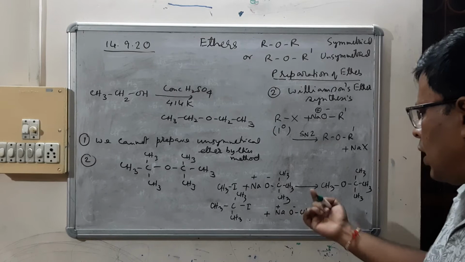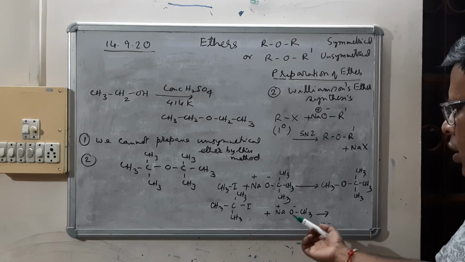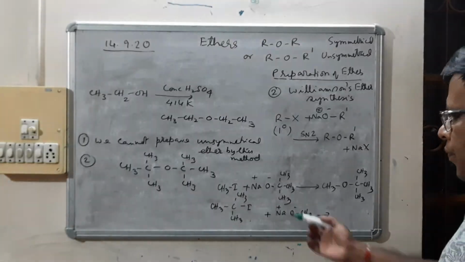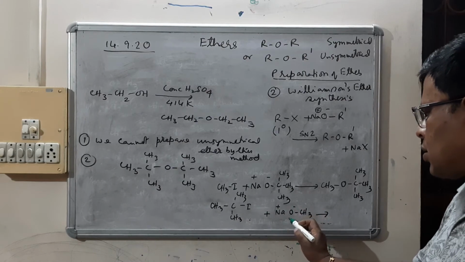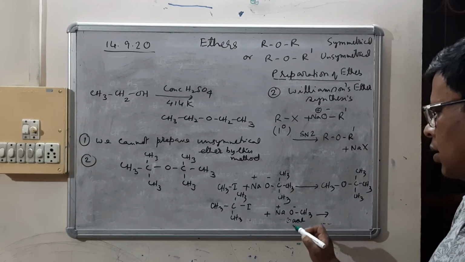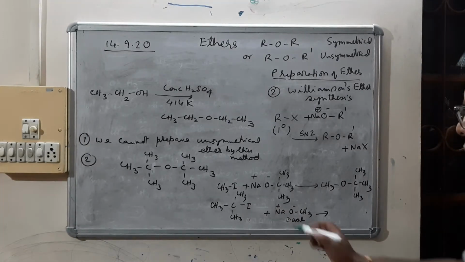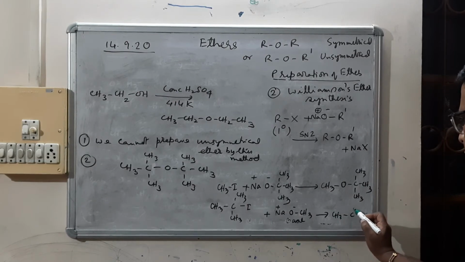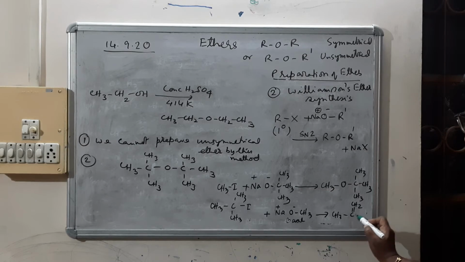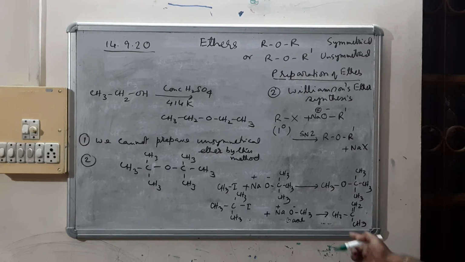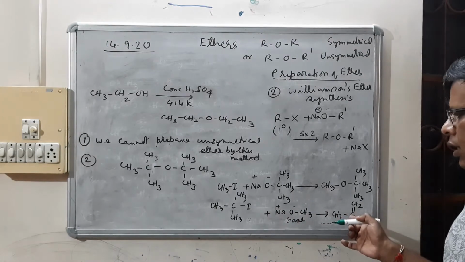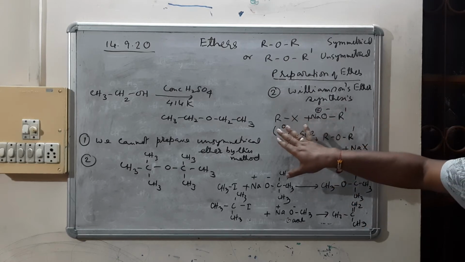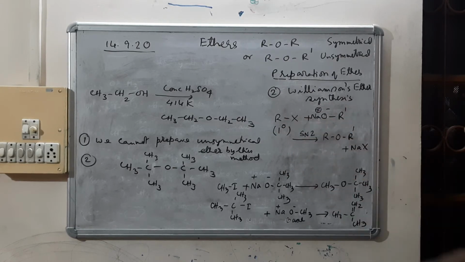What we will get here, in this case, since it is a 3 degree compound, elimination will be dominating. This substance will play the role of a base, so beta elimination will take place, and the product that we will get will be CH3, C, double bond CH2, CH3. So we will get an alkene, and we won't get the required ether. So remember, in Williamson's, the halo compound has to be always 1 degree.